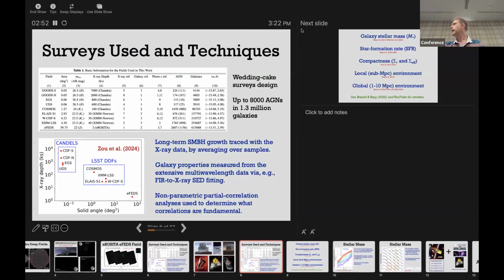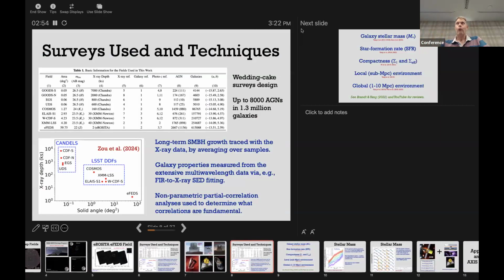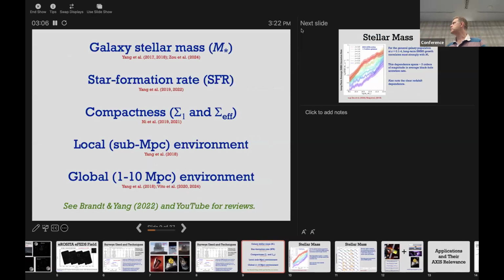And then finally, to look at the correlates of supermassive black hole growth, we perform non-parametric partial correlation analyses to determine which correlations are truly fundamental versus which ones are just secondarily induced. And there's a lot of work that has gone into this.